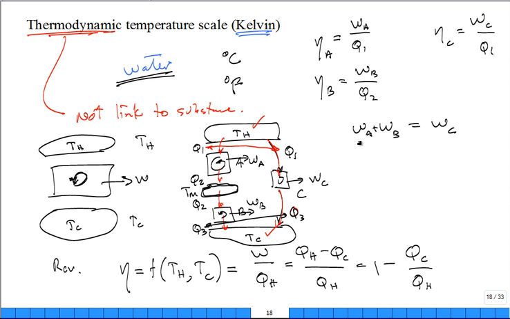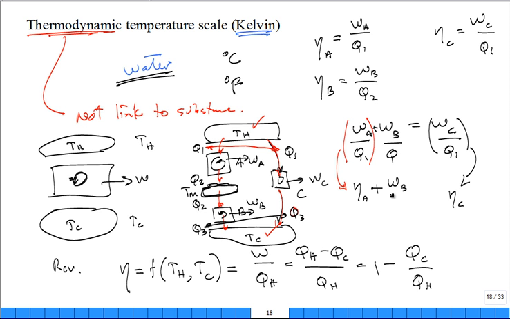So if I divide this by Q1, I'm going to put a Q1 right here, but what is this right here, this ratio? Work A divided by Q1. Is that the thermal efficiency of A? Yeah. And then this one, what is that one? Thermal efficiency of C. And so, but look at B. We have the, it's plus W B divided by Q2 over Q1.